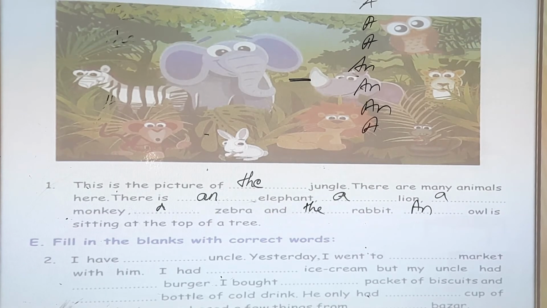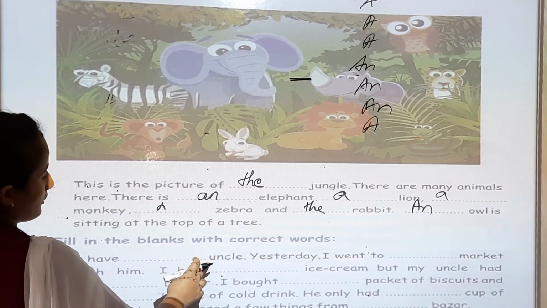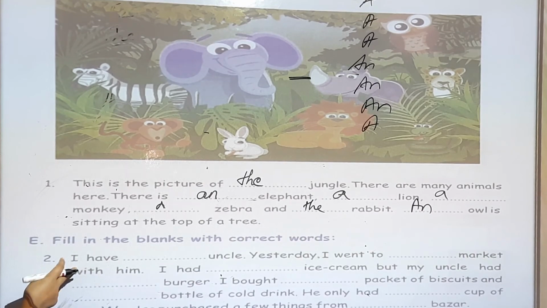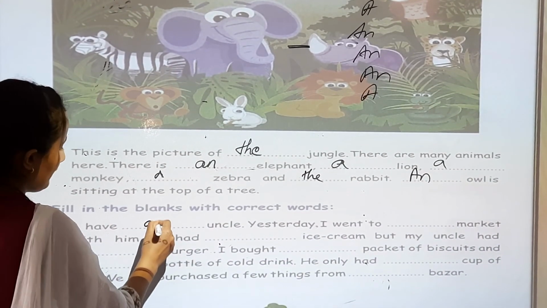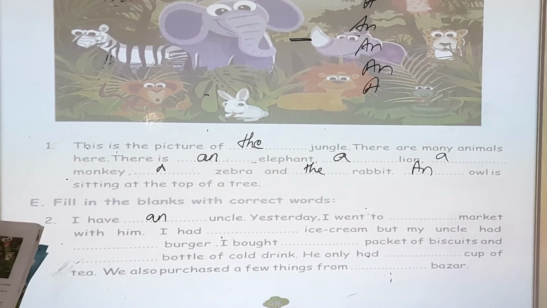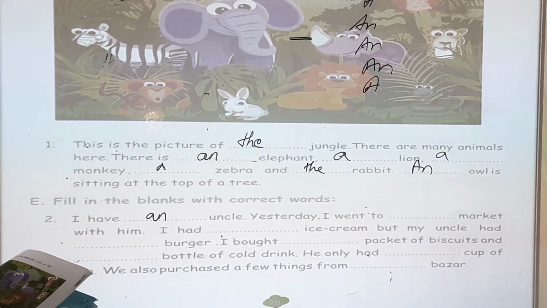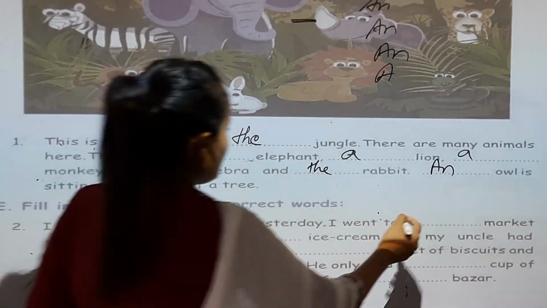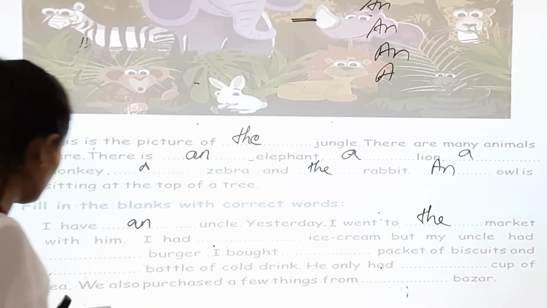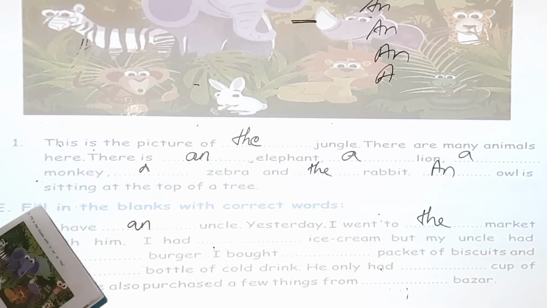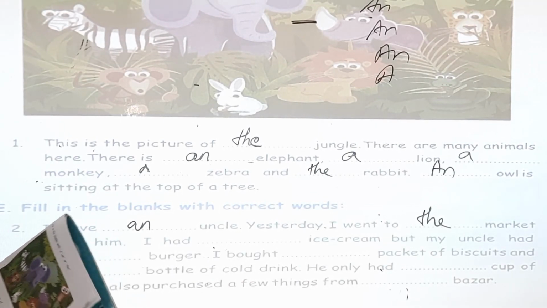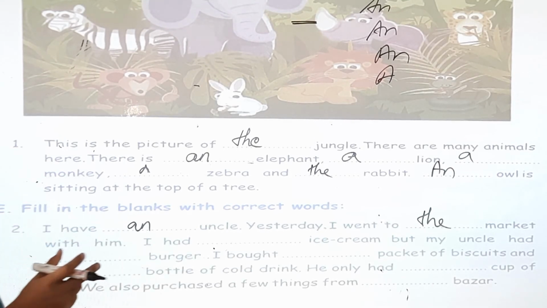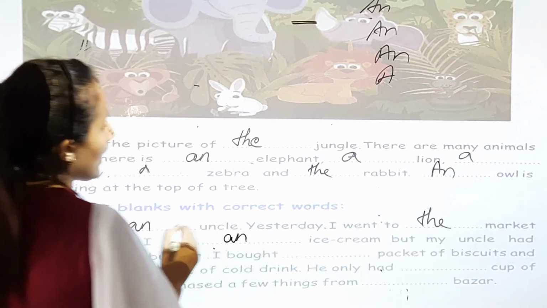Now fill in the blanks with correct words. I have dash uncle. U is a vowel word, so what do we have to write? I have an uncle. Yesterday I went to dash market. Market is a place name, so what do we have to use? I went to the market with him. I had dash ice cream. I is a vowel word, that's why we have to use an ice cream.